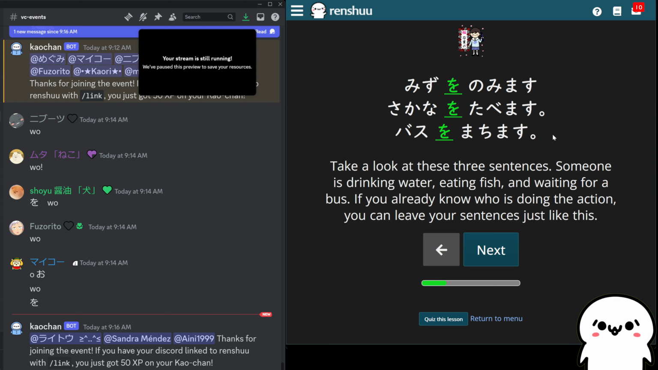So all of these actions, in a sense, affect something. And if you're drinking, what do you drink? You drink water. So here we see someone, there's no subject here, so someone is drinking water. The second one, eating is being done. That's the action, eating. What are they eating? They're not eating water. They're not eating a bus. They're eating fish. And in the third sentence, someone is waiting, or waits rather. Someone waits on a bus or waits for a bus.